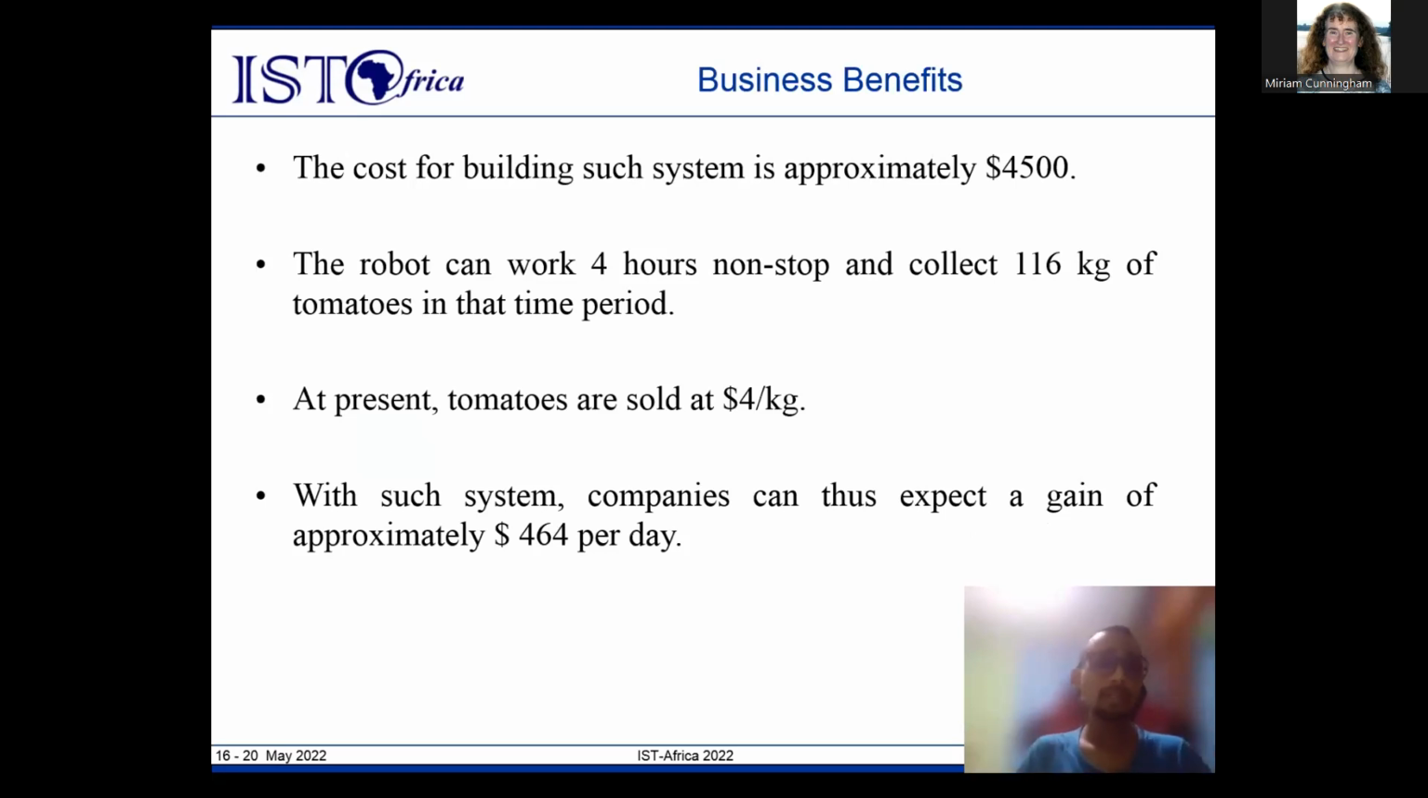Some 2 years back, the price of tomatoes in Mauritius was approximately $1 per kilo, but now, due to inflation, the price quickly rose to $4 per kilo. With such system, companies can thus expect a gain of a massive $464 per day.